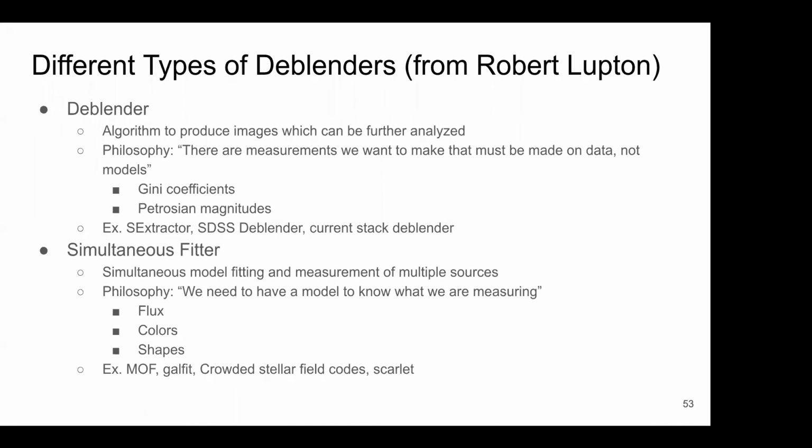And then the other type would be a simultaneous fitter, right? This is doing simultaneous model fitting and measurement of multiple sources. The philosophy is basically that we need to have a model to know what we're measuring. For example, we may want to measure flux, colors, shapes. Examples of this would be MOF, the Shredder, GalFit, crowded stellar field codes, or Scarlet. And it may be that we need both different types of deblenders. That's something that's being internally discussed.